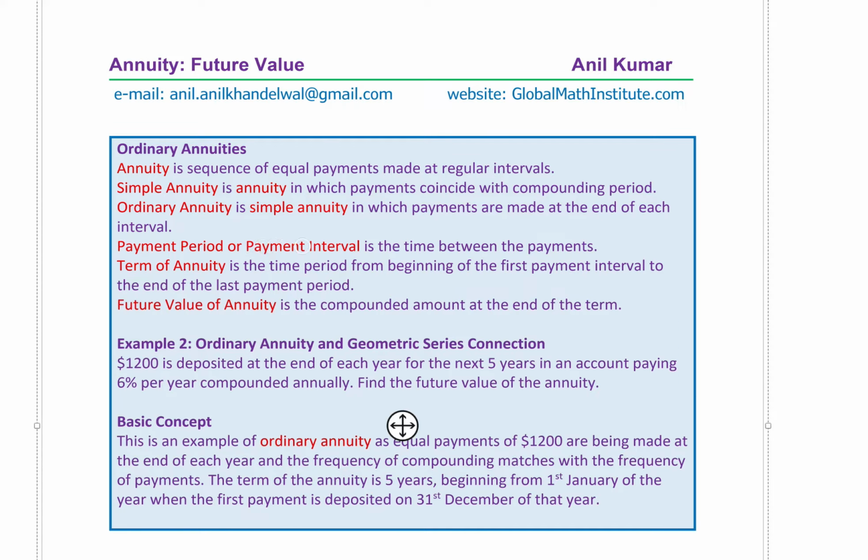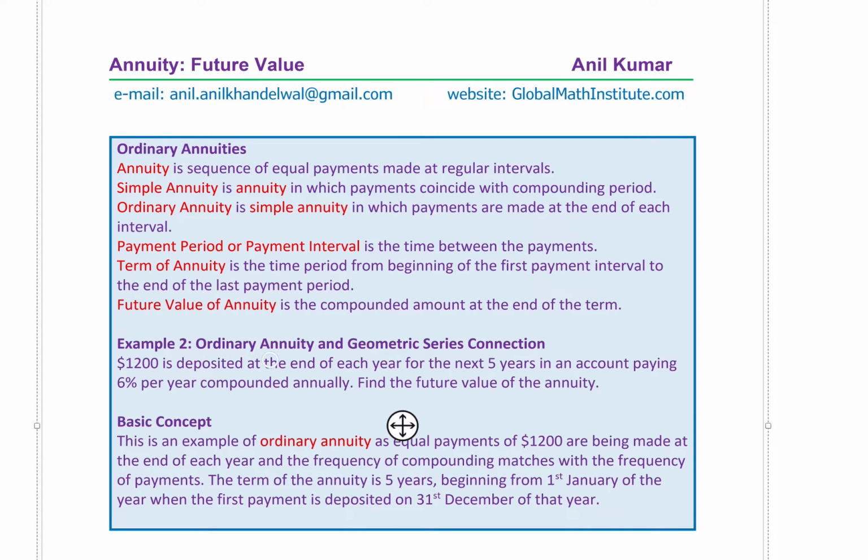The payment period, or the payment interval, is the time between the payments, and they have to be consecutive, right? The term of an annuity is the time period from the beginning of the first payment interval to the end of the last payment period. The future value of the annuity is the compounded amount at the end of the term. So let's have an example to find the value of an ordinary annuity.